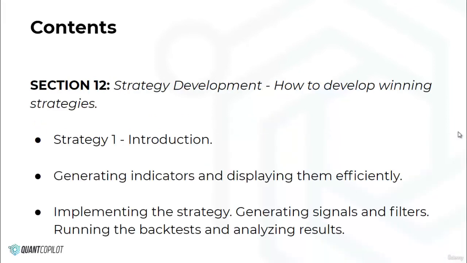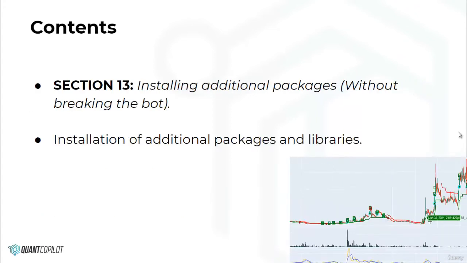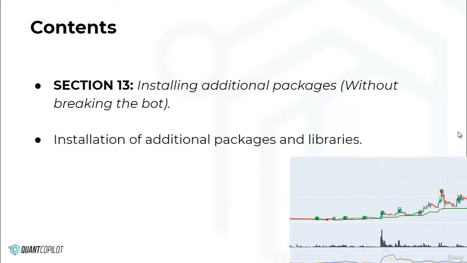In section 12, we will see in more detail how to implement these strategies, in this way giving a brief introduction on what will be our first strategy. Then we will see how to generate indicators and visualize them smoothly and effectively, and later implementing the strategy, how to generate trading signals, how to add filters, how to run the backtest, and of course, how to analyze the results.